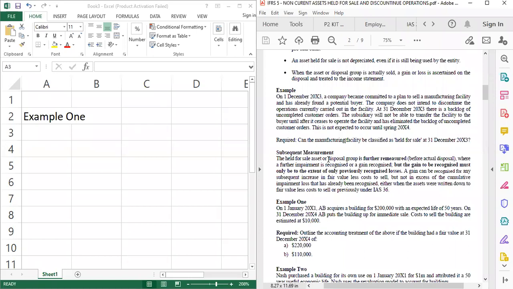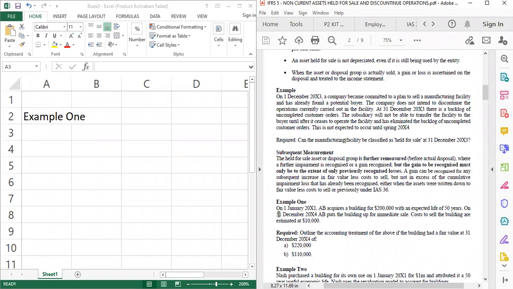All right. So they are saying that they acquired the asset at what? 200,000 on January 20X1. But when do we decide to sell the asset? 31st December 20X4. So as at this date, what we have to do, we need to know the net realizable value and then the carrying value, isn't it?